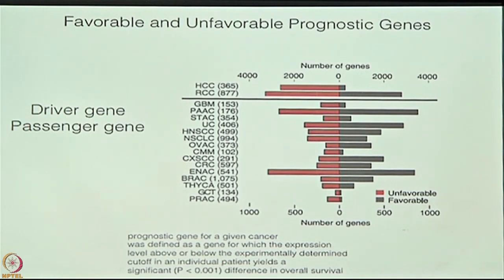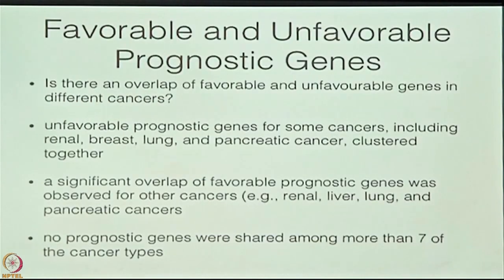That is a statistical analysis. So I'm just reading it off the chart there. P less than 0.001. Now, in favorable and unfavorable genes, did we find more favorable genes in more than one cancer and unfavorable genes in more than one cancer? Yes, there is a big overlap.